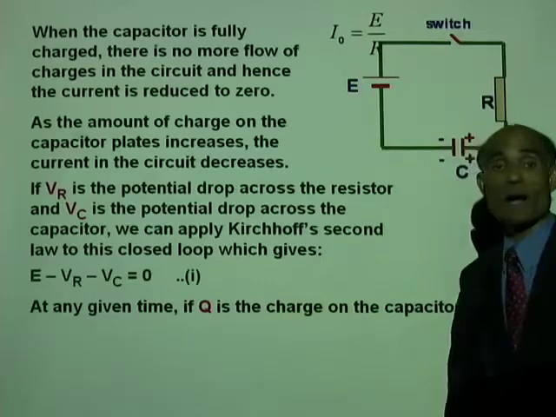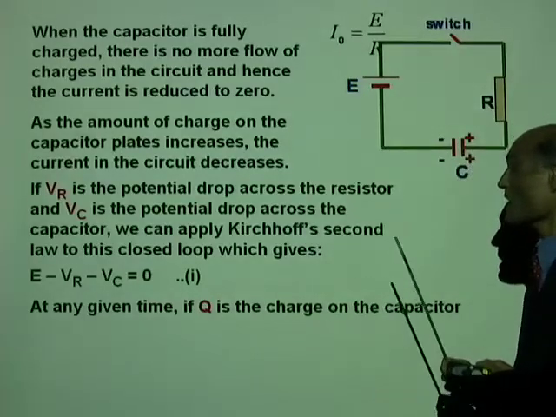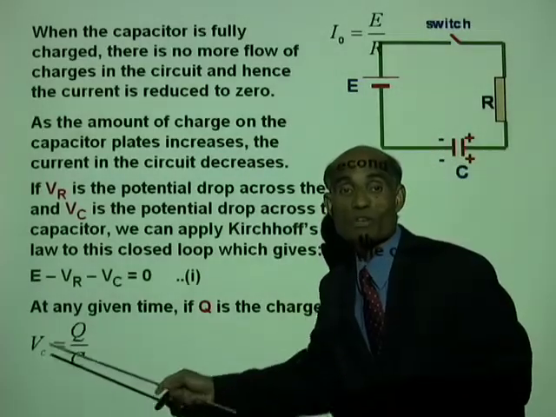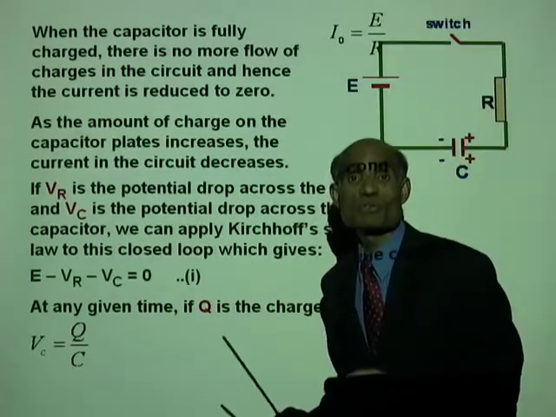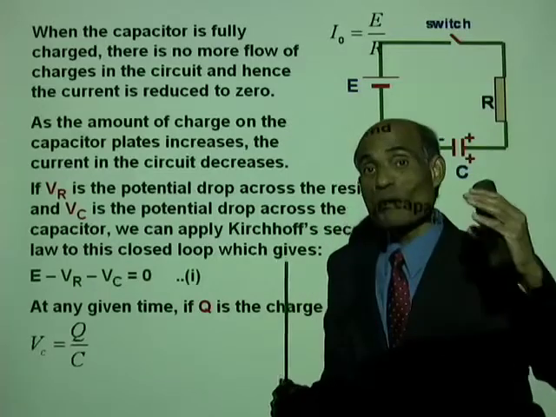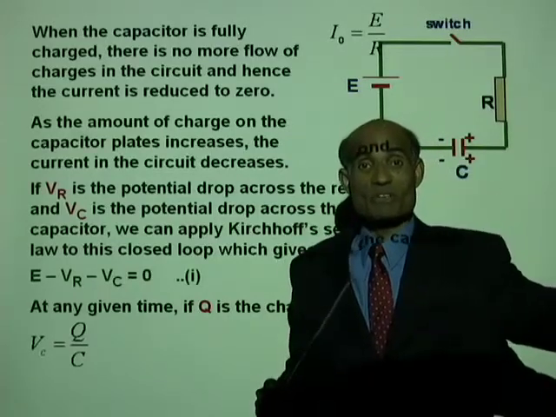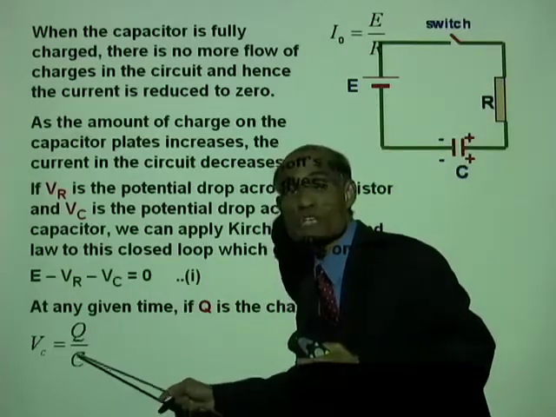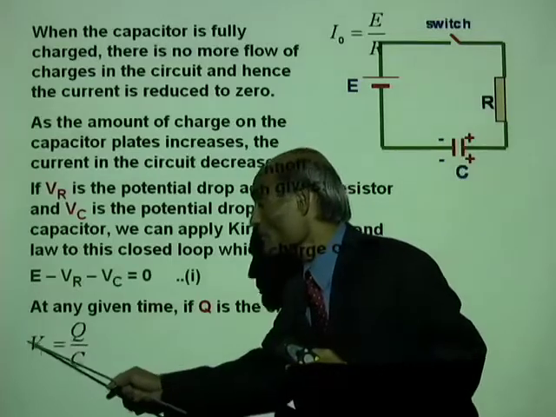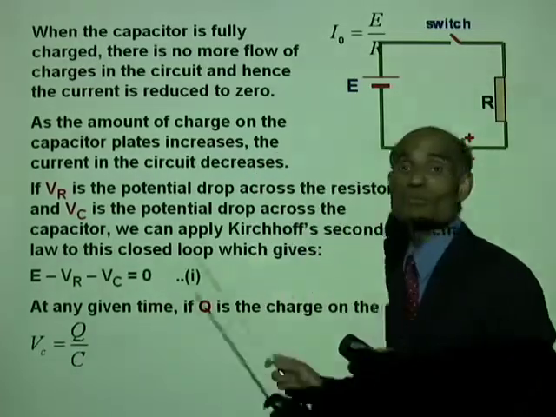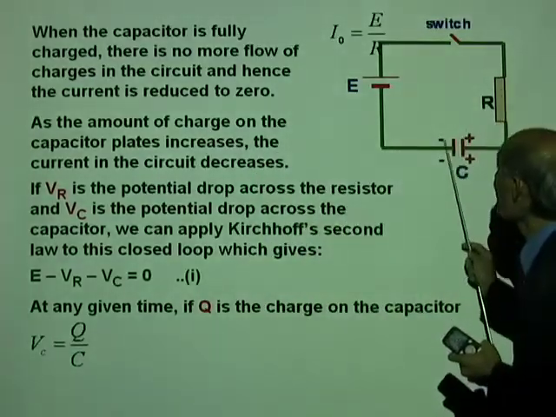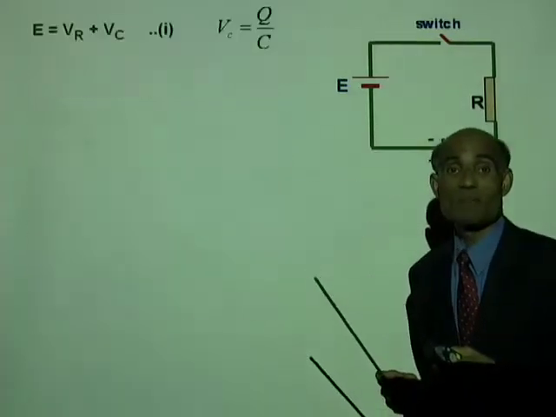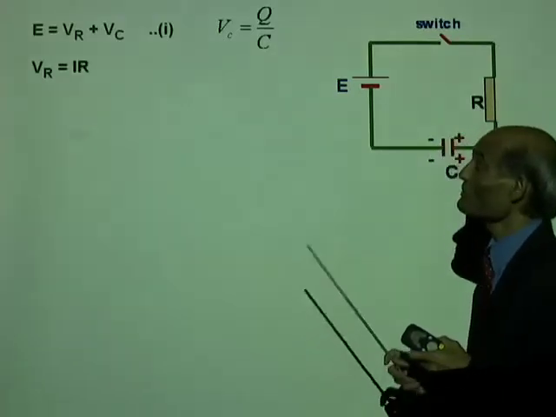At any given time, if Q is the charge on the capacitor, then the potential drop across the capacitor will be Q over C. Now this is an equation that you're familiar with from the definition of capacitance. The capacitance is Q over V, therefore V equal to Q over C. So the potential drop across the capacitor is Q over C. How about the potential drop across the resistor?